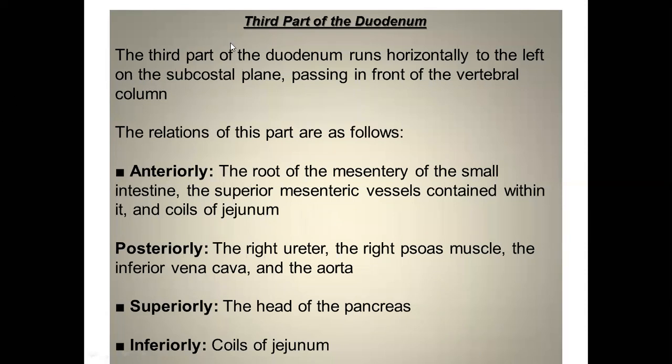And for the posterior relationship of the third part of the duodenum, we have the right ureter, the right psoas muscle, the inferior vena cava, and the aorta. Superiorly, we have the head of the pancreas, and inferiorly, we have the coils of jejunum below the third part of the duodenum.